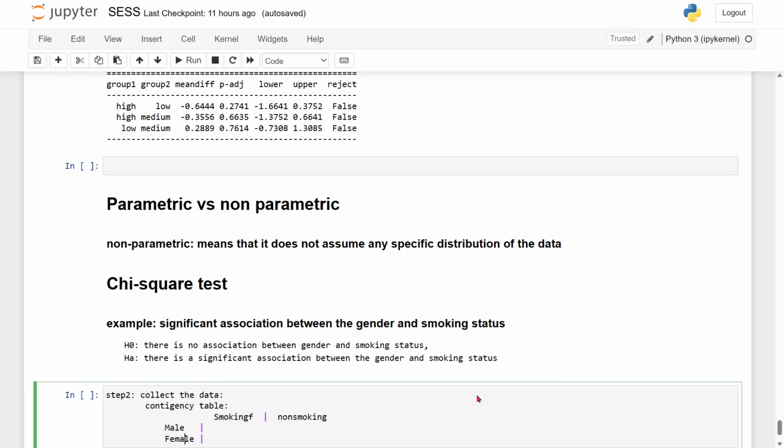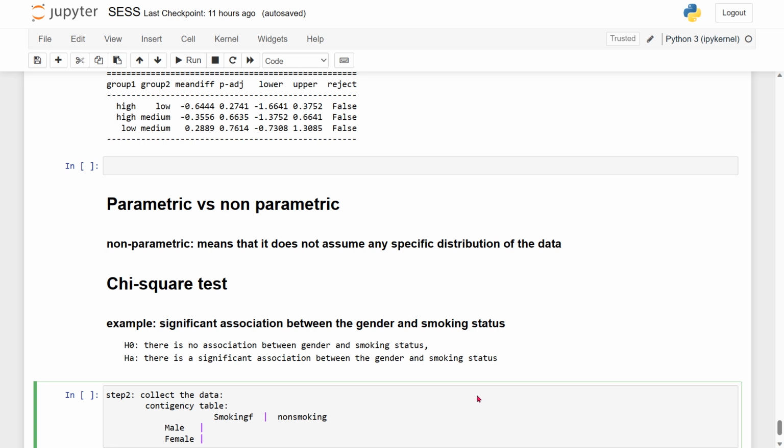Once you get the chi-square statistic, the p-value would be calculated based on the chi-square distribution with r minus 1 times c minus 1 degrees of freedom. If the p-value is less than the significance level, the null hypothesis would be rejected and it would be concluded that there is a significant association between the gender and smoking status. Now let's take the simplest example.